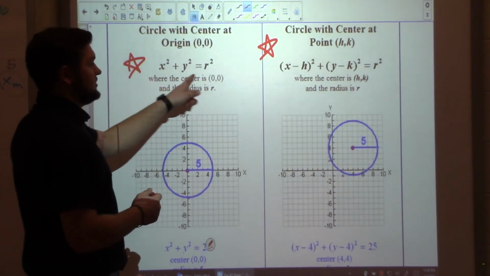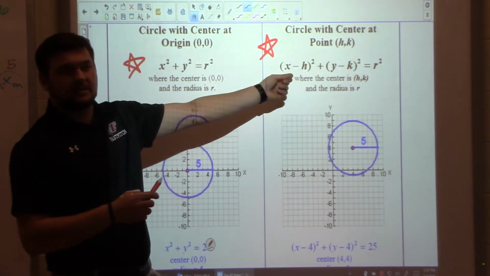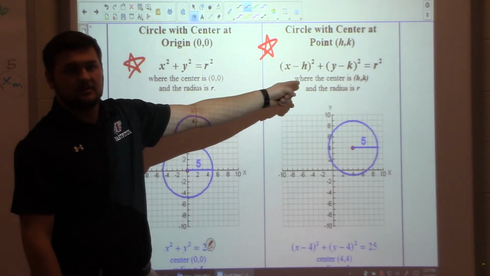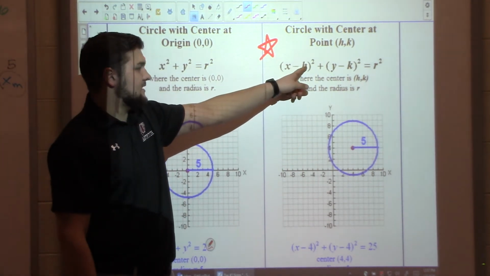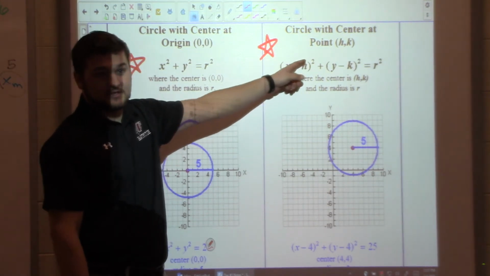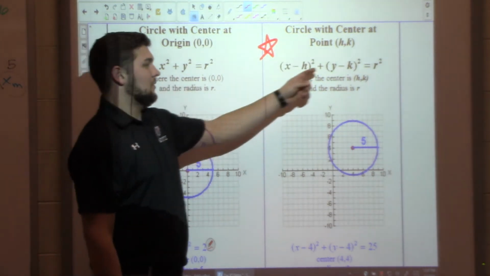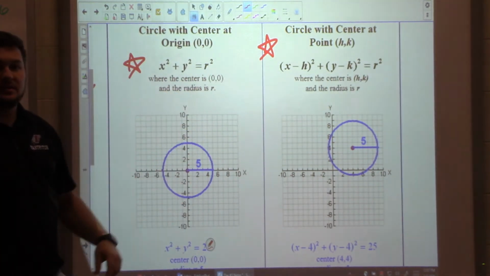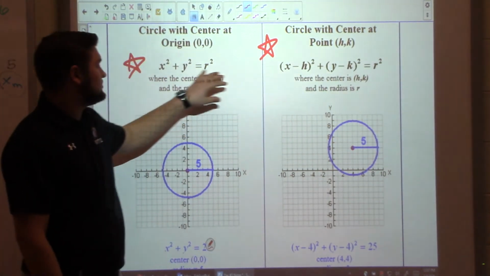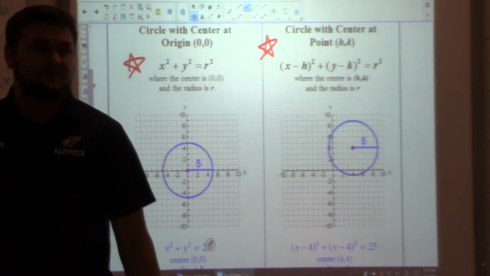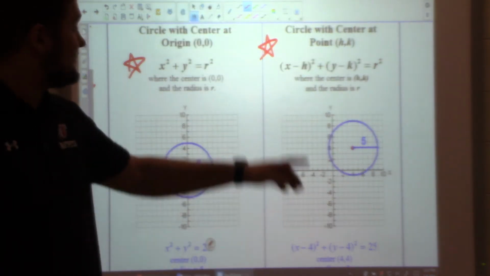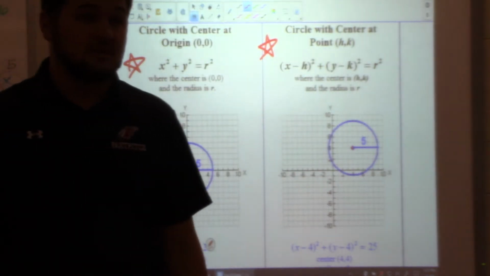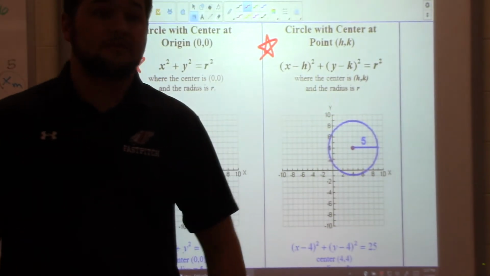If it's centered at 0, 0, and I use this formula, is that going to be okay, you think? Yeah, what happens? I get x minus 0, which is just x squared, y minus 0, which is just y squared. So it's the same formula, except we don't put the h and k because 0 doesn't make a difference. Can you use that formula for every single one? Sure. Plug 0, 0 in there if you want, and then just simplify.